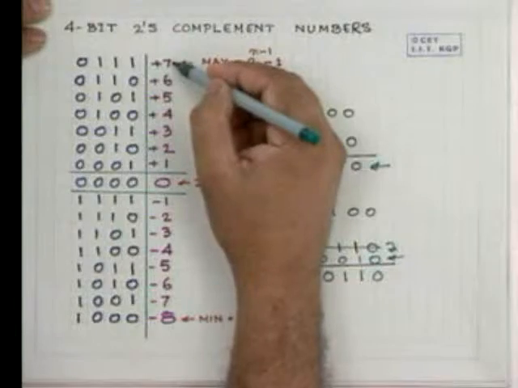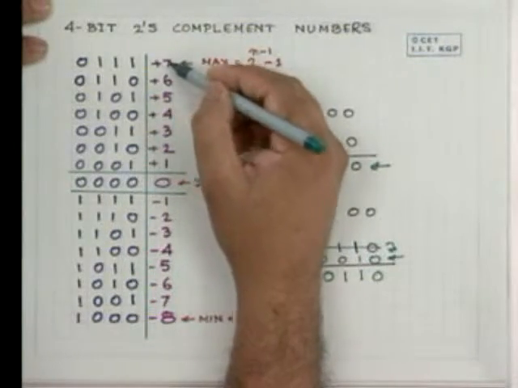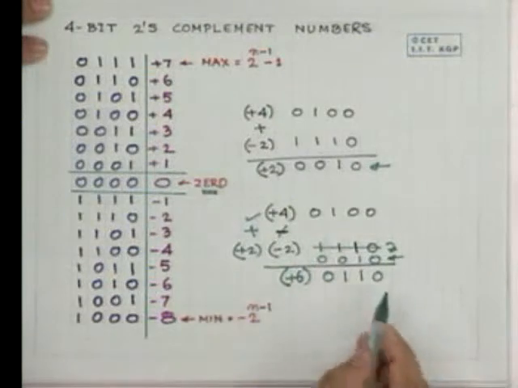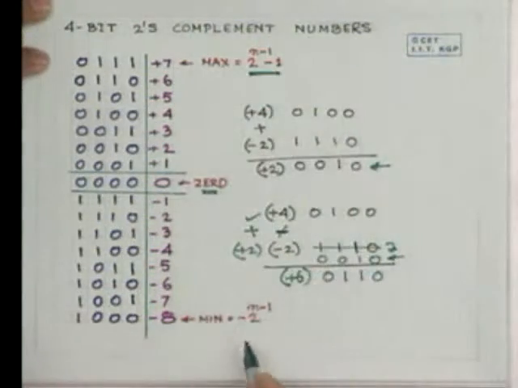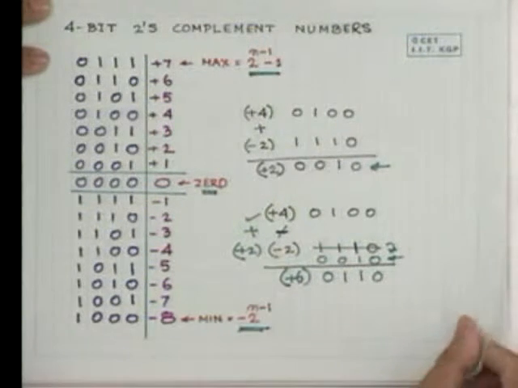Now let us see, if we have a 4-bit number, this is, as I said, the maximum number. I can go up to +7, and the minimum is -8. Maximum is 2 to the power n minus 1, and the minimum number that you can represent is -2 to the power n minus 1.